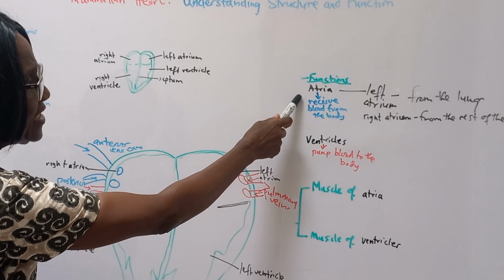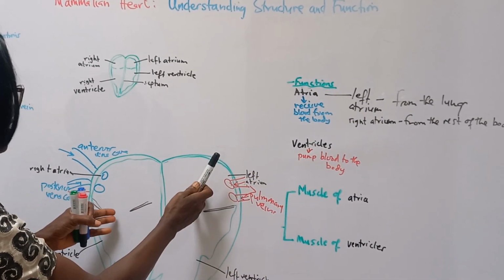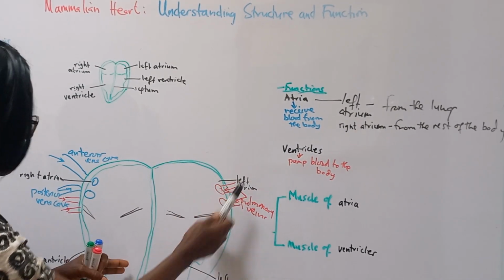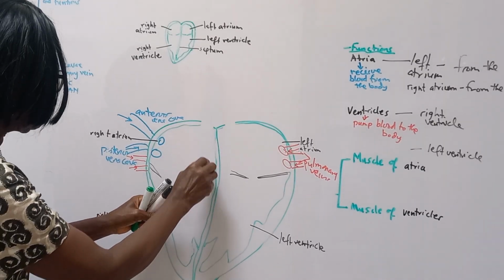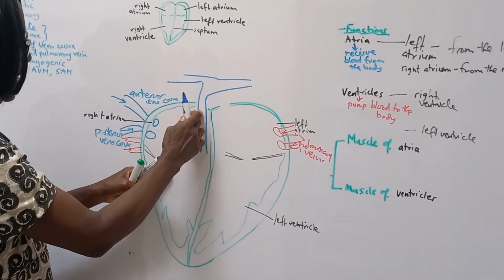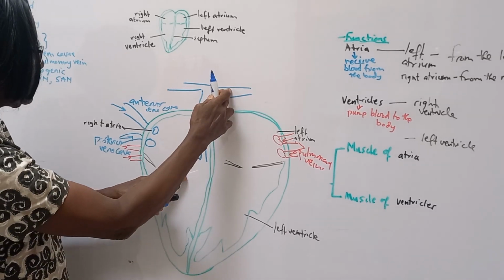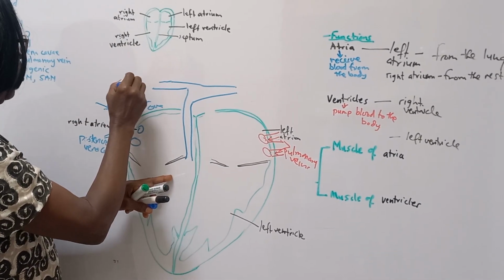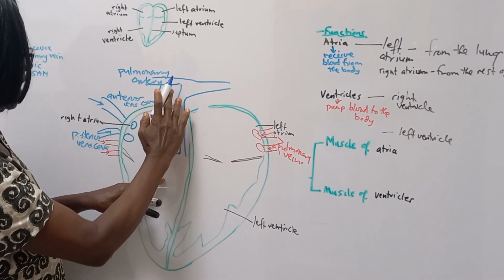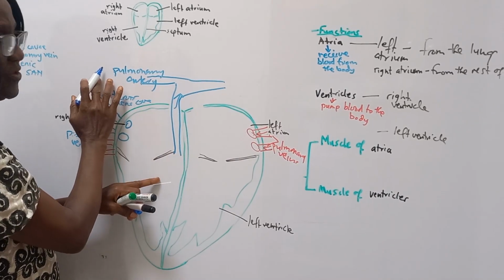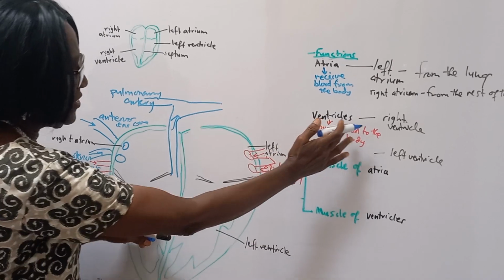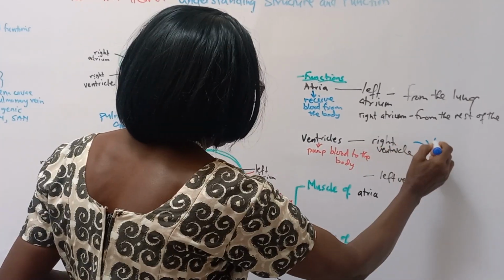While the atria receive blood from the body, the ventricles pump blood to the body. The right ventricle pumps blood to the lungs. So here it is. Right ventricle pumps blood to the lungs through the pulmonary artery. Blood leaves like this. This goes to the left lung. This goes to the right lung. Right ventricle pumps blood to the lungs.